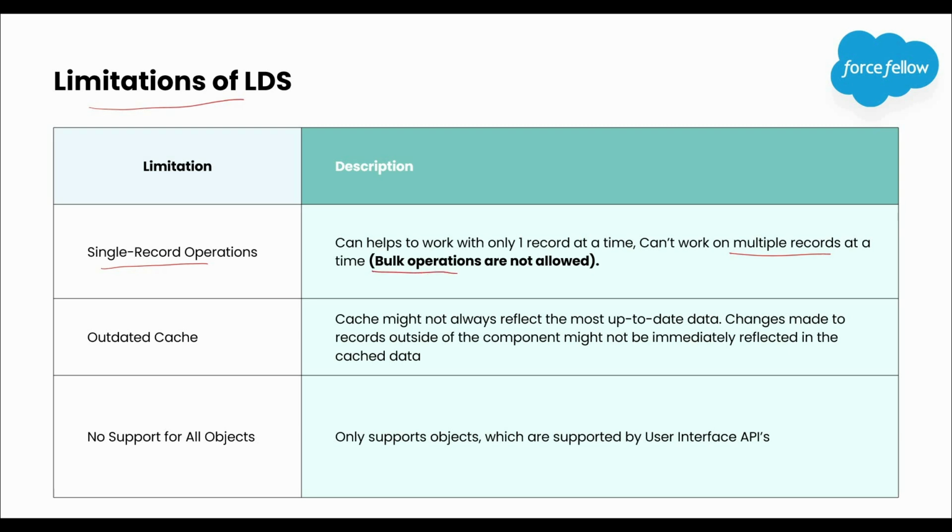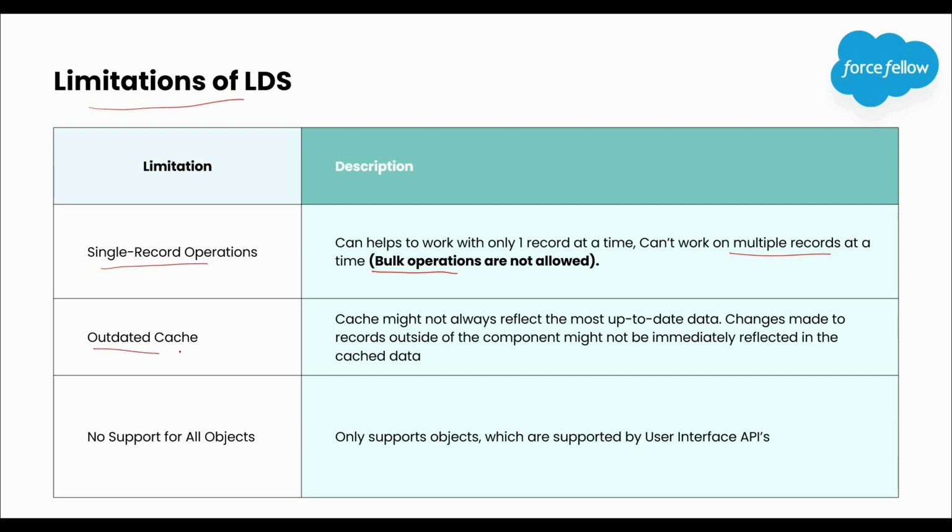So anywhere, if you have a requirement to work on multiple records, like you want to create multiple accounts in a single go, or want to get all the contacts which are available under an account, then in these kinds of scenarios, we have to choose another path. LDS can't help you in such scenarios. Why can't LDS support it? Because you know, LDS is built on top of user interface APIs, and user interface APIs are built to work on a single record at a time. Okay. So I can say this is the biggest limitation we have with LDS.